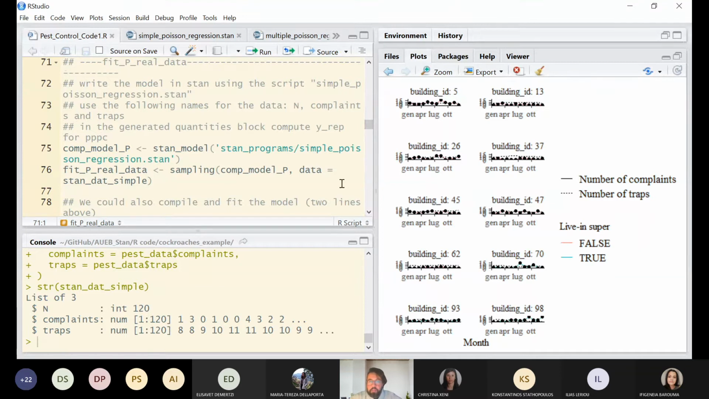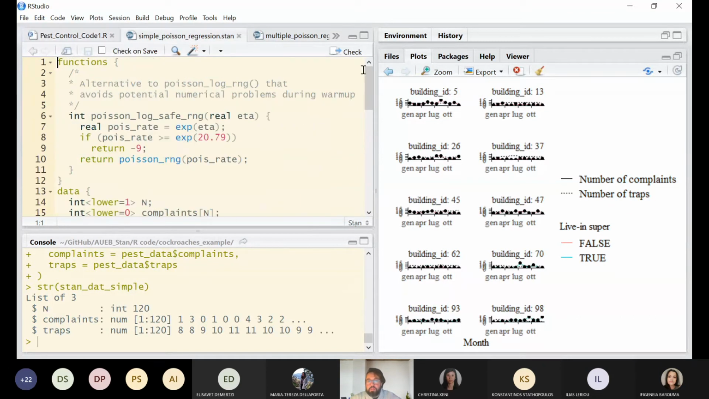The Stan models that we are going to use are saved in the Stan programs subfolder. So basically, you can open the simple Poisson regression.stan, because as you can see here, this is the first Stan model that we are going to use. We have a function block. I have no time to inspect this quite deeply, but in the functions block, you can define your own functions.